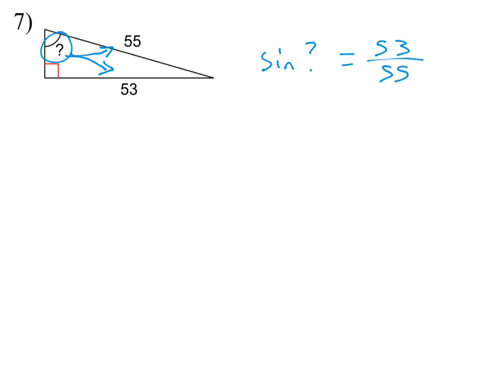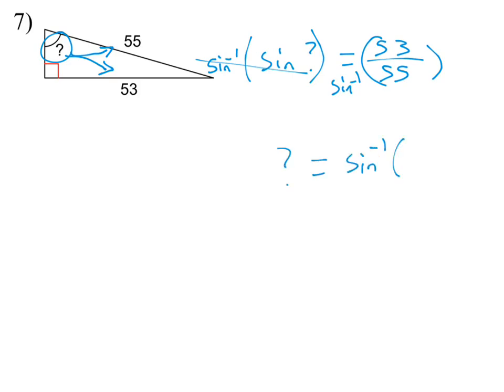To solve for question mark, you actually need to get the inverse sine of both sides. So you can do inverse sine of both sides. And what that does is, if you inverse sine a sine, it just gets rid of the sine. So we got question mark. And on the right side is inverse sine of 53 over 55. Use a calculator to get this decimal approximation. It is going to be a decimal approximation, but go ahead and plug it in and see what you get.